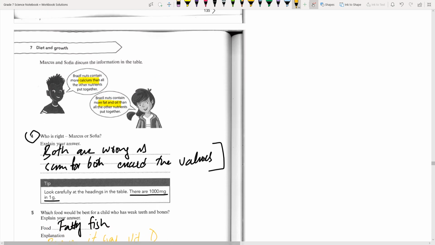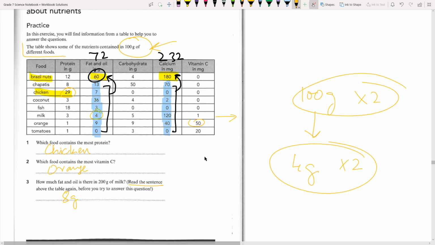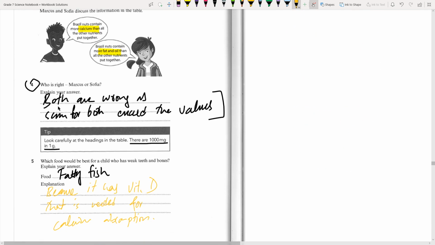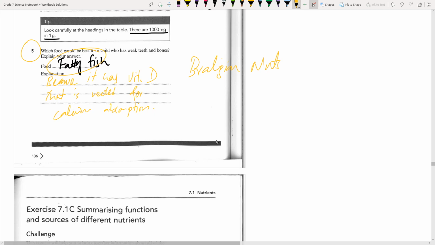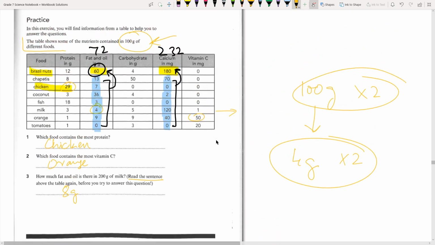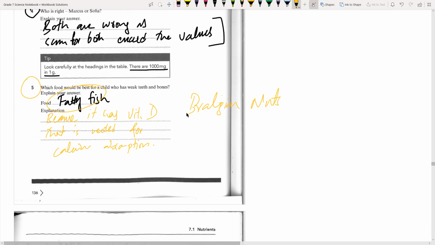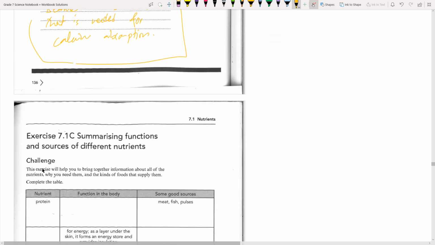Now, if we were to make a selection from this table, then it would be Brazilian nuts. This question is not clear about whether we're supposed to use the table or just general information. I used fatty fish for general information, but if we use the table, then Brazilian nuts contain the most calcium, and since vitamin D is not listed, I'm just going with calcium. But I would rather still stick to my answer, where I'm giving a generic answer.